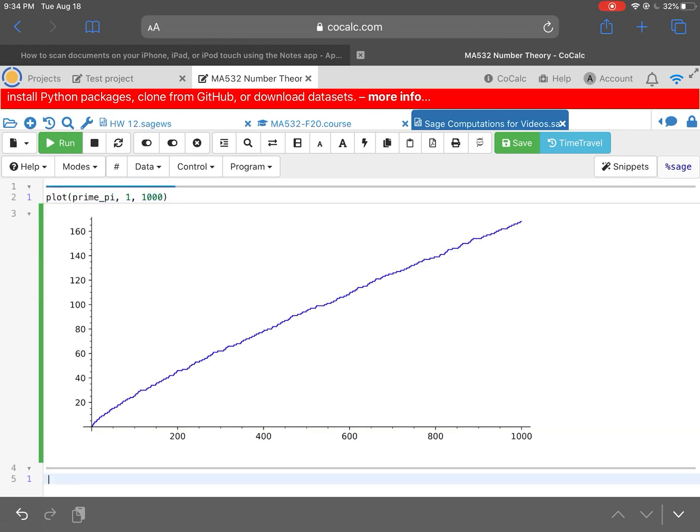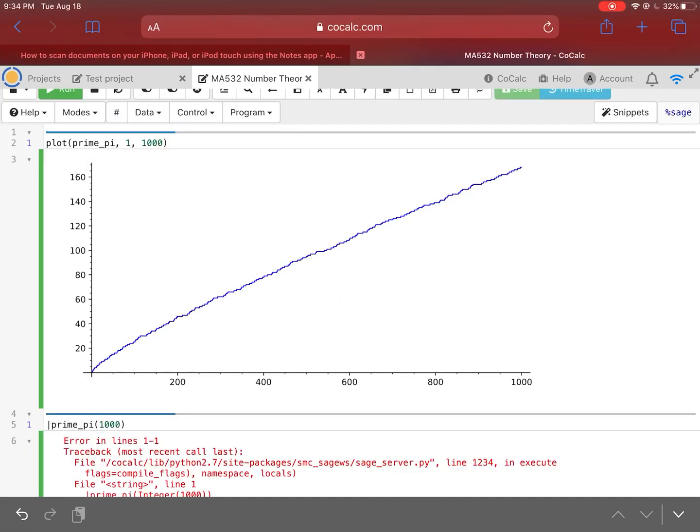And so I'll have it run it. We'll let it think for a minute, and so that's what this pi function looks like. And as you see, how you should read this graph is there are a little bit over 160 primes that are less than or equal to 1,000. And maybe if I did prime pi of 1,000, what's it say it actually is? Oops, it didn't like that, did it?